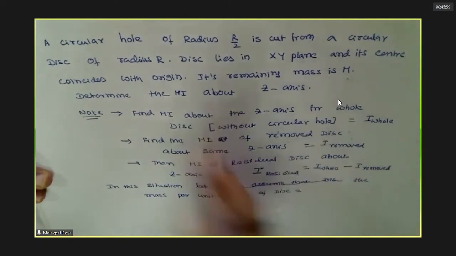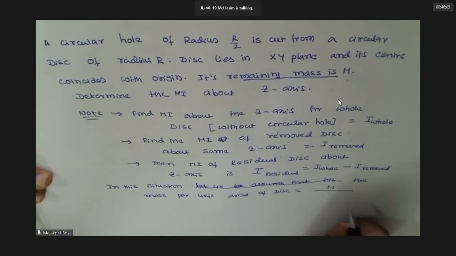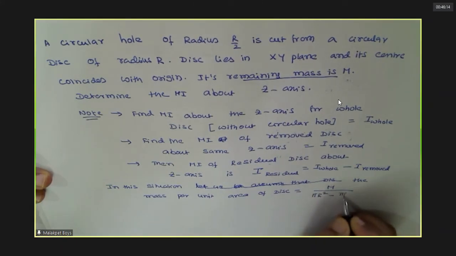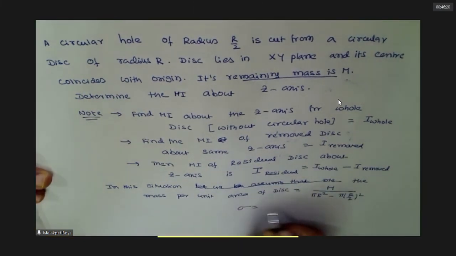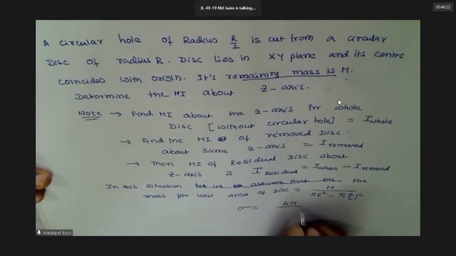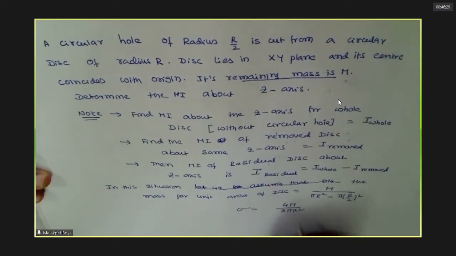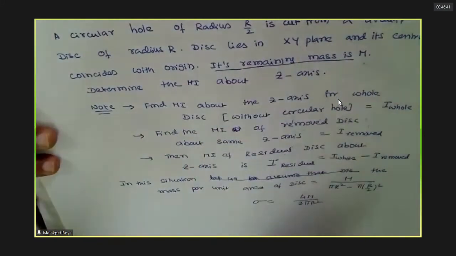What is this? See, the remaining mass is m, no? So M by pi r square. Whole disk minus this one, no? Removed one. Do you agree with this? 3 pi r square, is it correct? Agree, because the whole area is pi r square minus the removed portion. He gave the mass of the remaining disk, not the original disk. Study that, read that carefully.